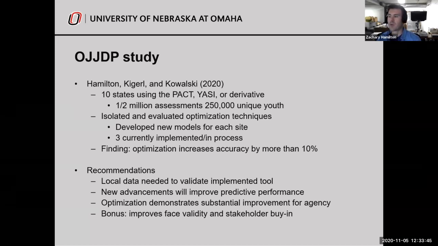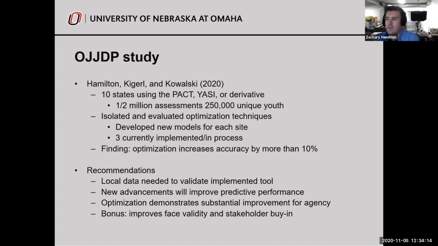Because it's been around for so long, I think that it's less well known just because it goes by those different names, but it's been around for so long that we were able to gather 500,000 assessments, which was nearly 250,000 unique youth. And by assembling such a large data set that spanned all of the different regions of the country, we were able to isolate and evaluate how well optimization works in terms of developing risk assessment tools locally.